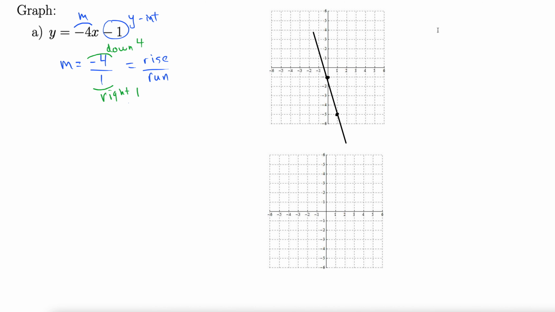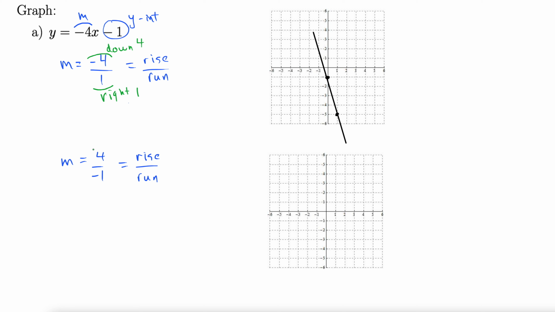All right. Let's try it another way. You can also look at this slope. Since it's negative 4, you could think of this as 4 over negative 1. We still have this as our rise and this as our run. 4 is our rise, negative 1 is our run.